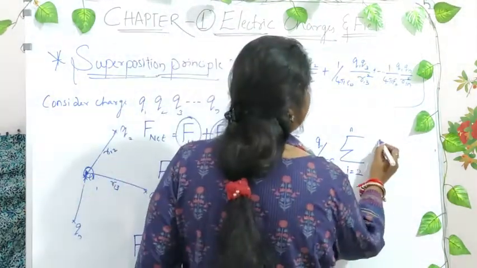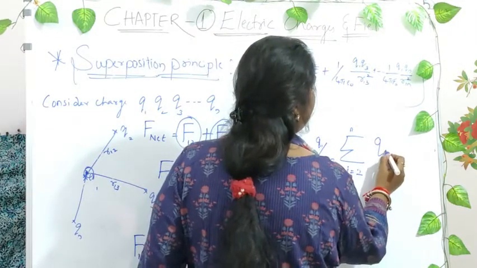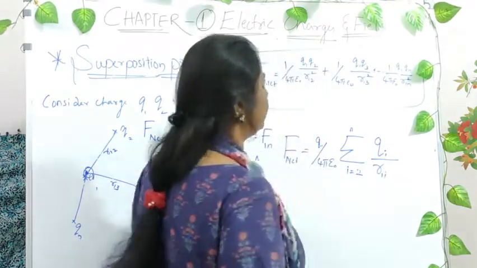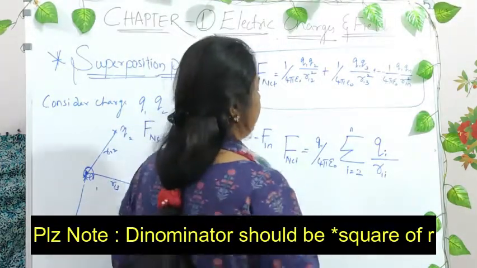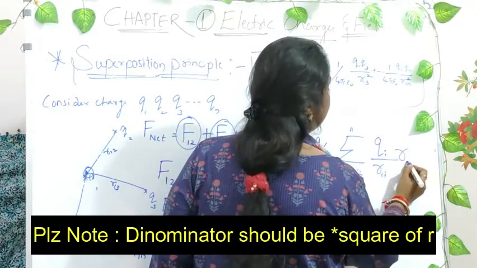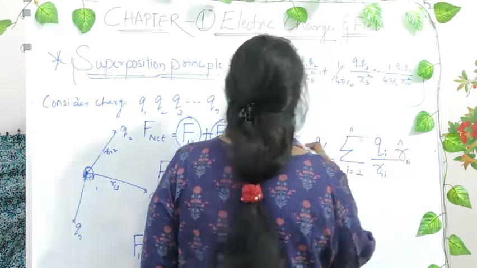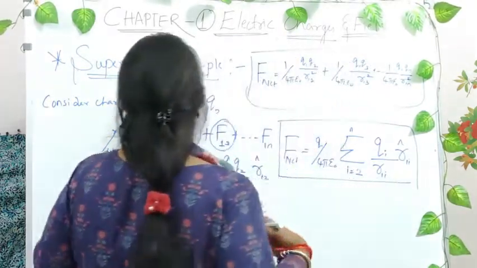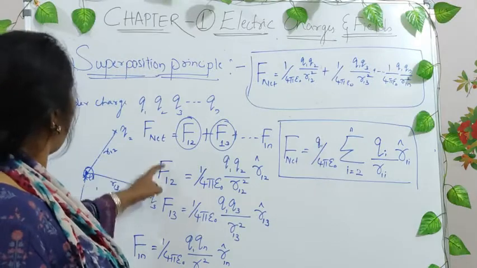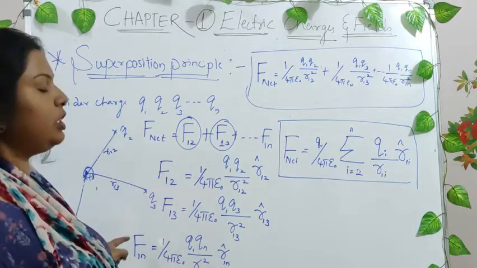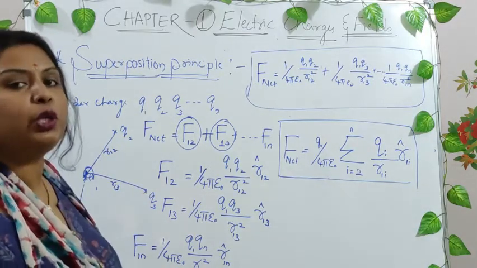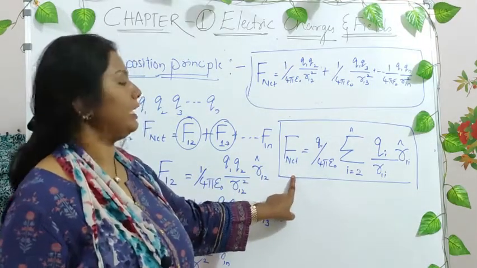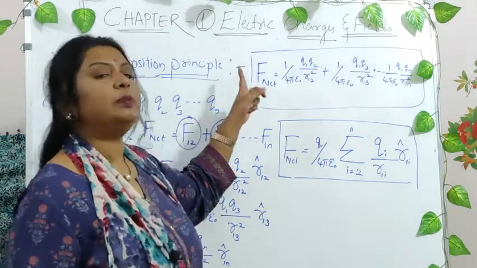Now again this will be equal to Qi divided by R1i square. It is a general format of writing. Next, the directional vector R1i. This is the net force that you get on the charge Q1 due to all other charges Q2, Q3, Q4, Q5 and so on up to Qn. This is the force that we get, and this is the final expression for the superposition principle.